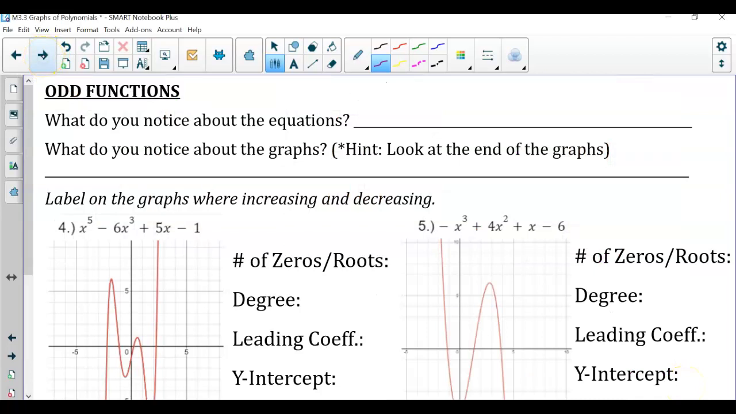So now here looking at the odd functions. Well, now what do you notice about the equations of our odd functions? Same thing, right? Look at that highest degree. What do you know about the degree? What do you notice about the degree of our two equations? They're now both odd. 3 and 5 are odd. So the degree of the polynomial is an odd value. Then what do you notice about the graphs?